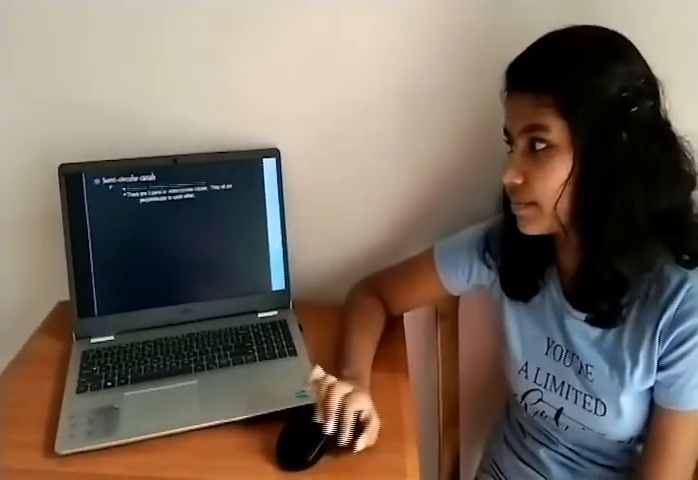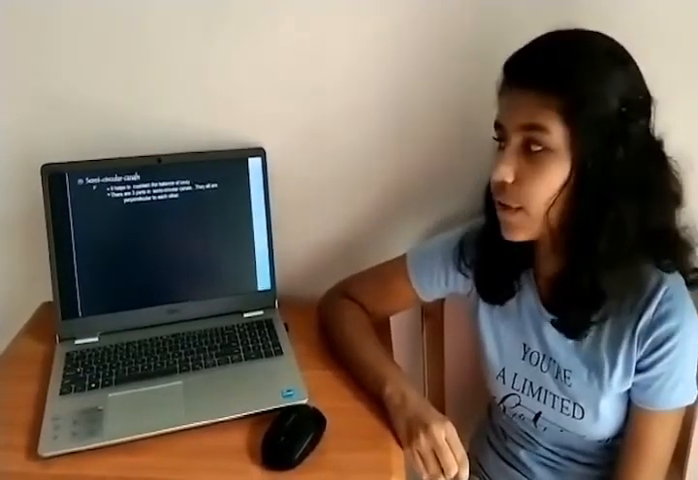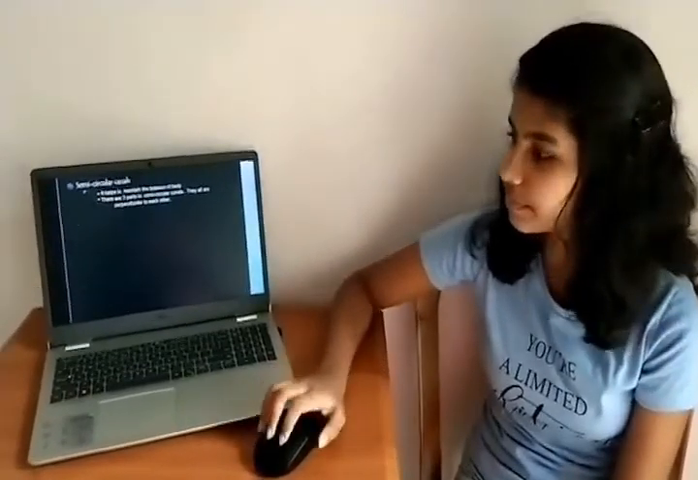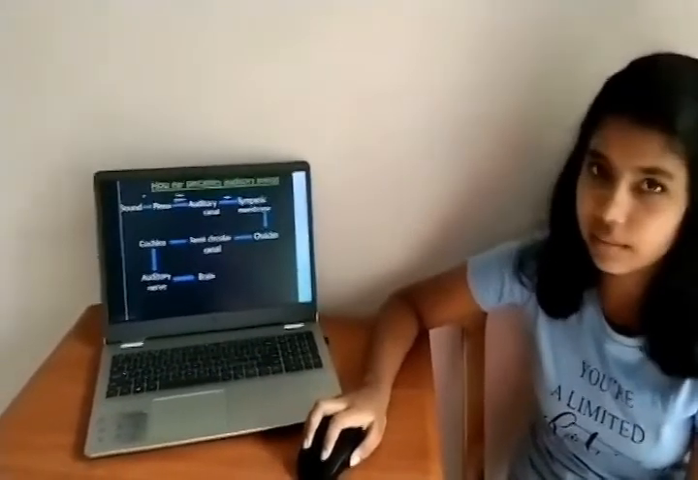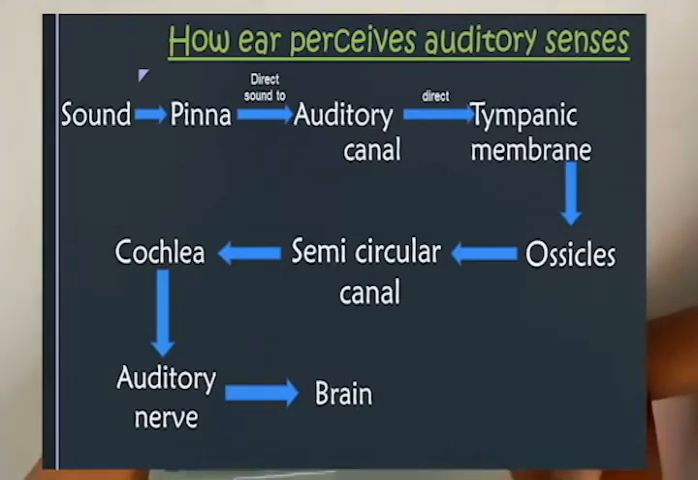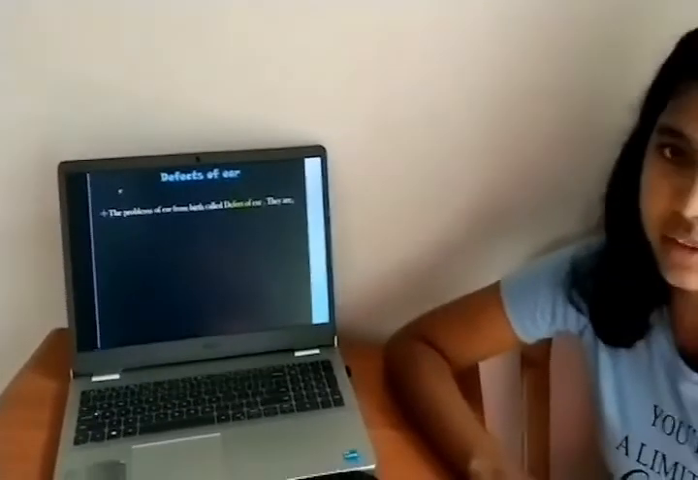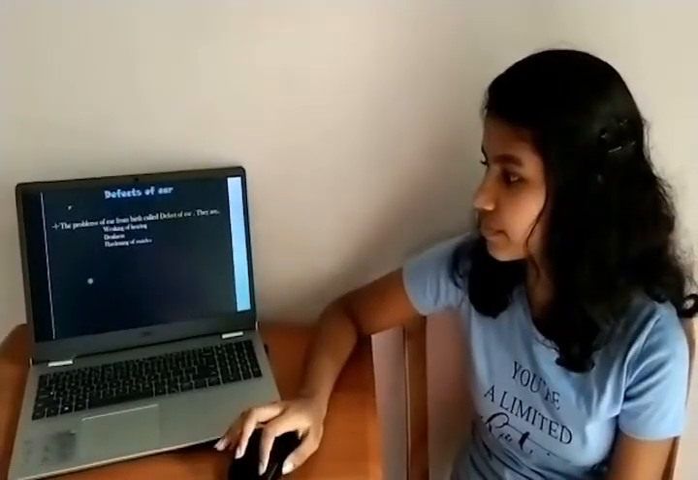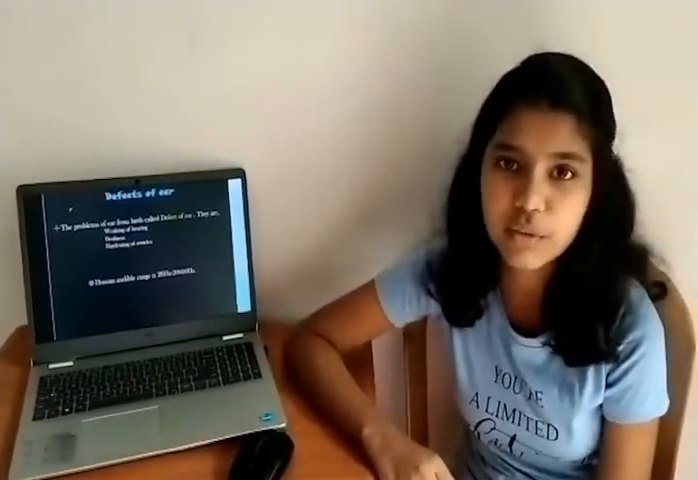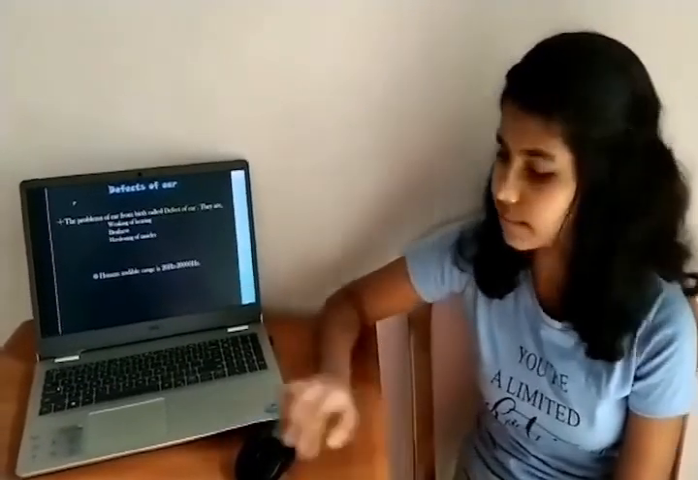Semicircular canal. It helps to maintain the body balance. There are three parts of semicircular canal. They all are perpendicular to each other. Next we talk about how ear perceives auditory sensors. This is it. Defects of ear. The problem of the ear from birth is known as defects of ear. Our human frequency range is 20 Hz to 20,000 Hz.